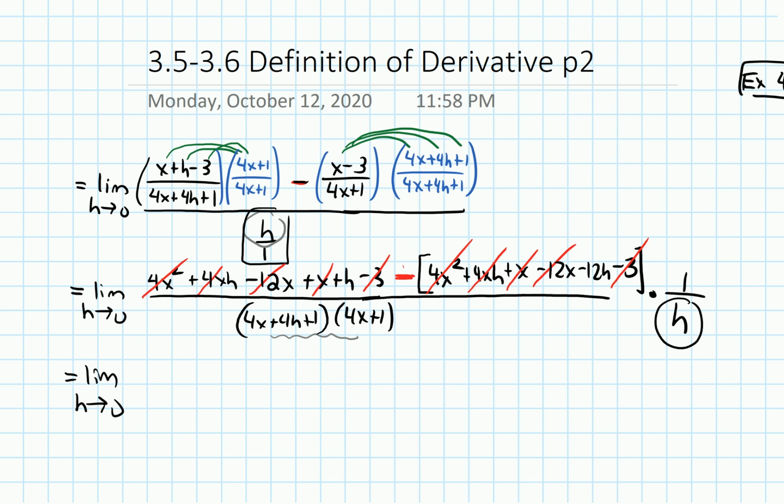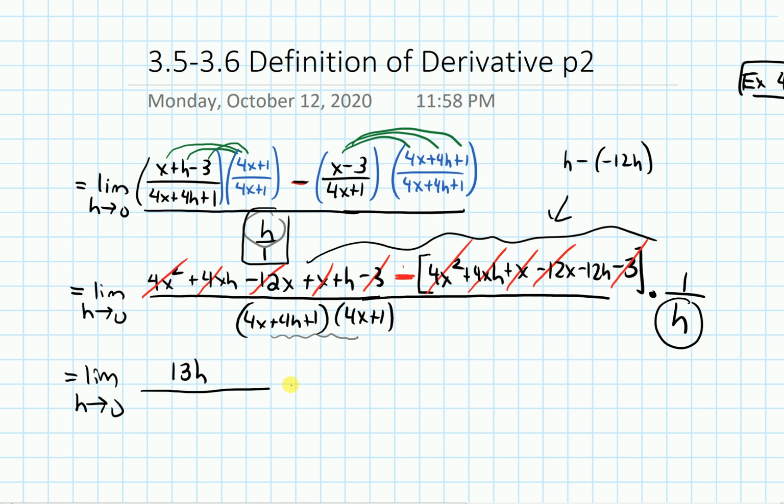What we are left with is this h. So what we're left with in the numerator is h minus negative 12h. So double negative becomes a positive, and then we get 13h. So 13h all over 4x plus 4h plus 1 times 4x plus 1. And now when I multiply by 1 over h, I can put that h in the denominator.